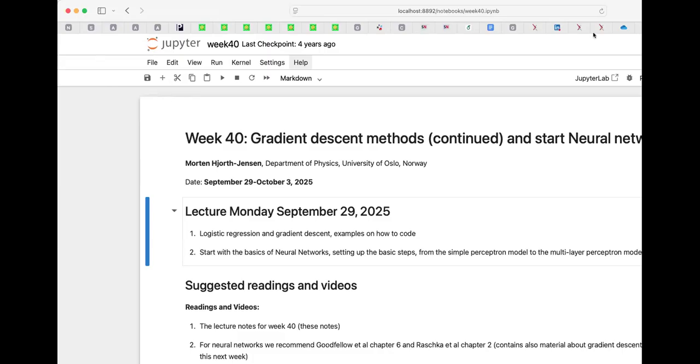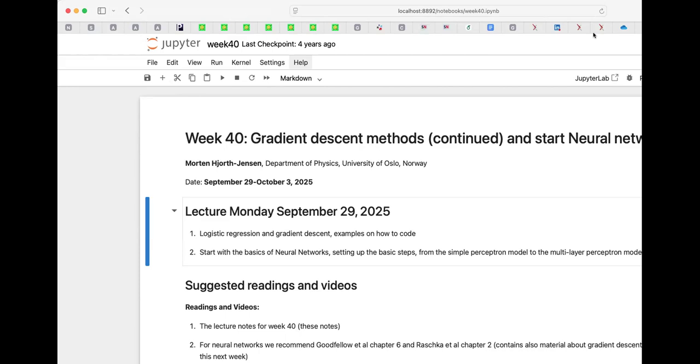So welcome back, everybody. And the topic this week is to try to wrap up the discussion we've been having about logistic regression. And as I said last time, this is going to serve as a stepping stone towards neural networks, which is going to keep us busy for quite some time now.